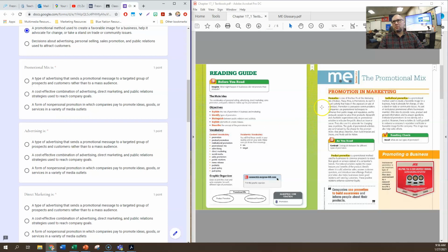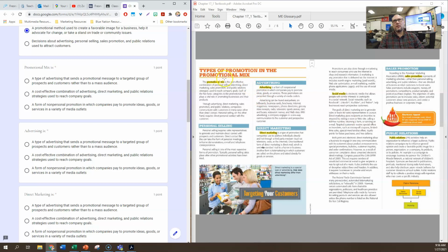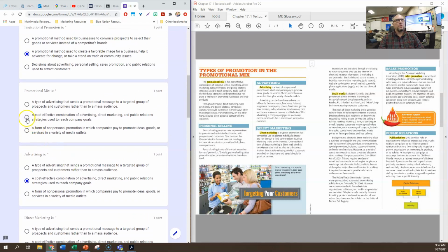Promotional mix. Do I see it? Oh, I've got to turn the page. Cool. So here is this section with promotional mix. And we'll know that promotional mix is a cost-effective combination of advertising, direct marketing, and public relations strategies used to reach company goals. So I'm going to do that for promotional mix right there.